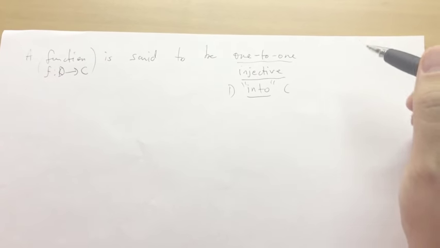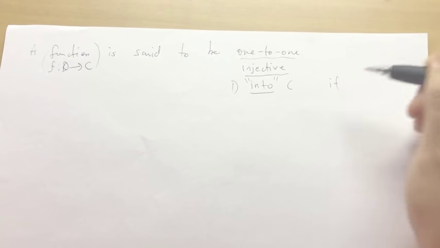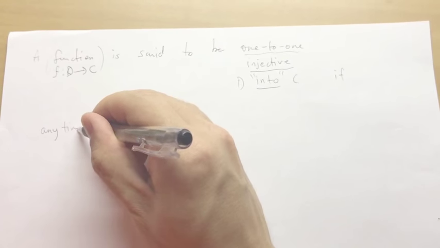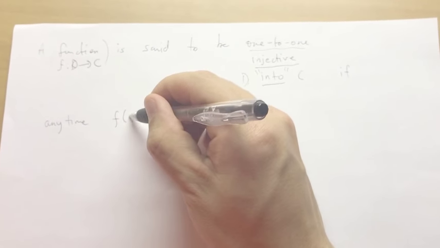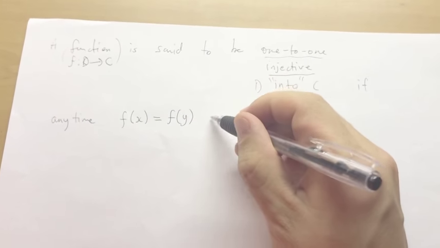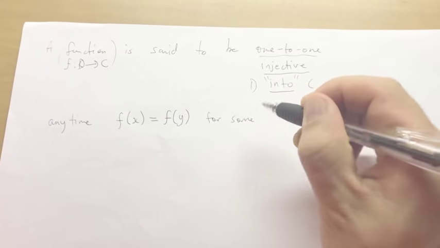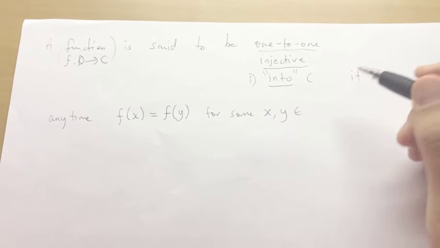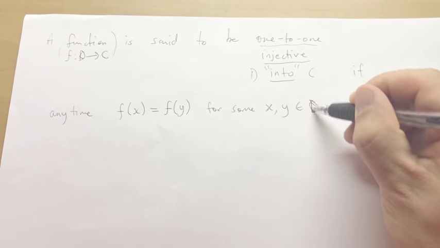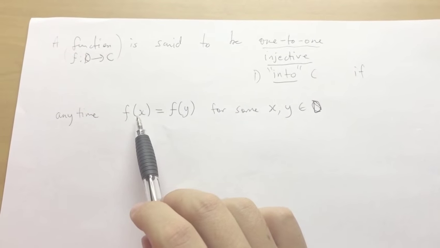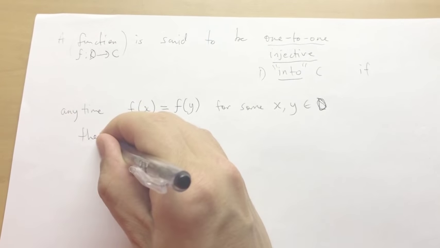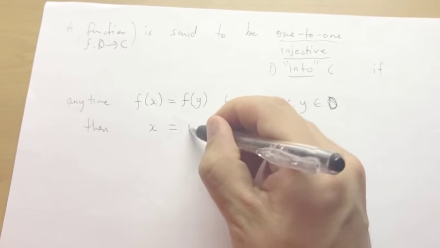So these three conditions all mean the same thing, and they mean that anytime f of x equals f of y for some x and y in the domain. So anytime the output of two inputs is the same, then the inputs are also the same.